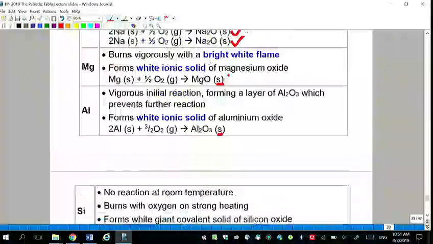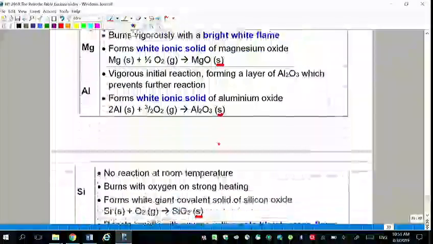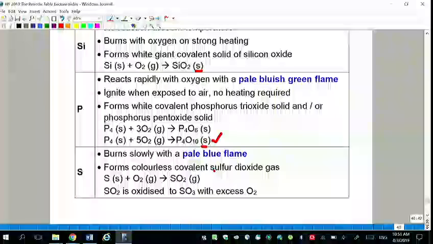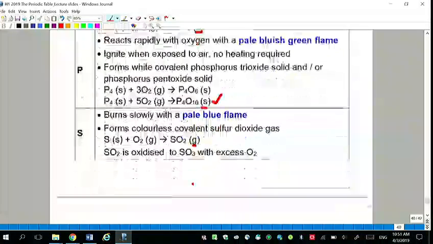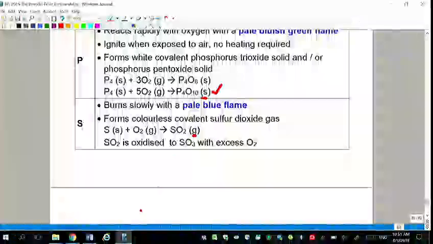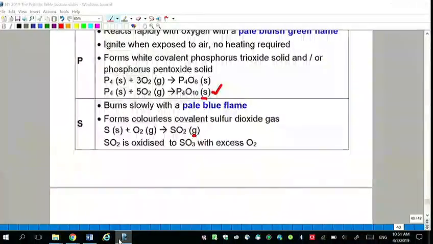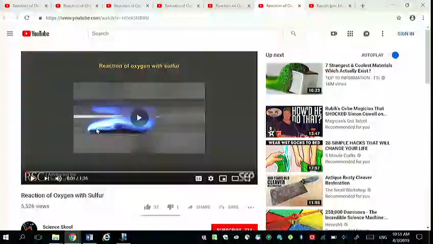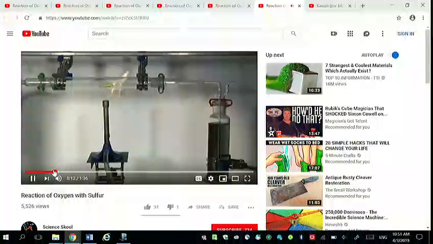The products formed are all in solid state when it reacts with oxygen. Only for sulfur, it will form SO2, which will then be oxidized to form SO3. So what happens for oxygen with sulfur? They tell you that it's a pale blue flame.